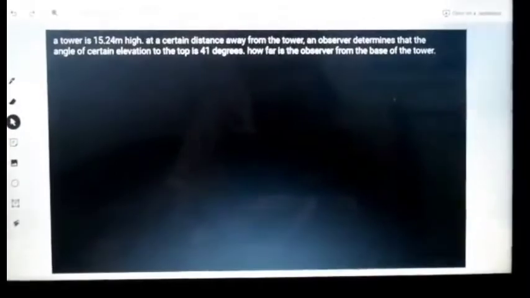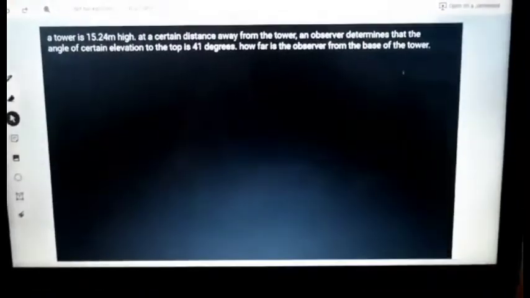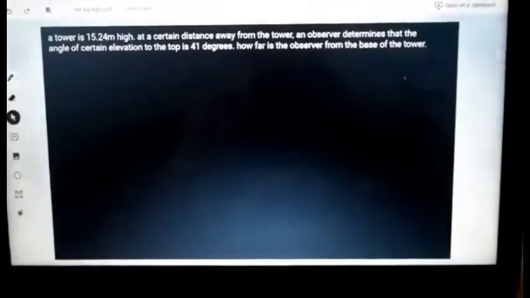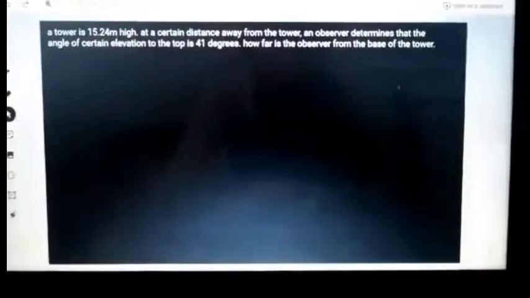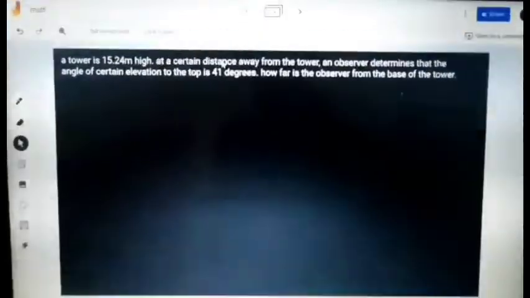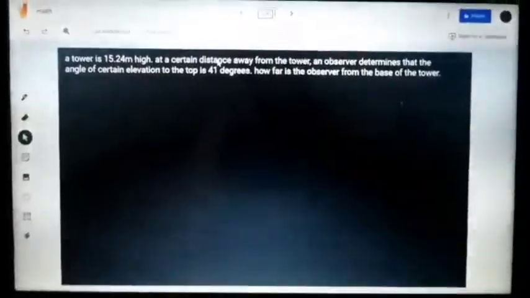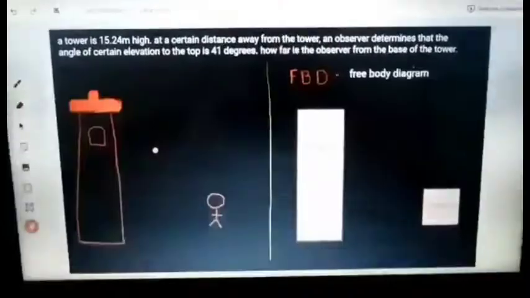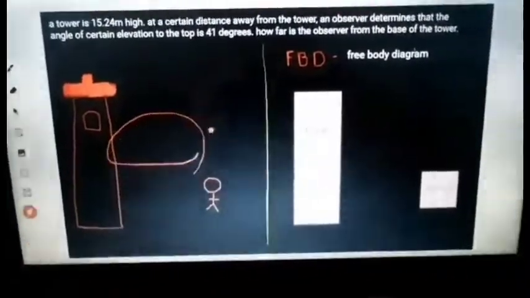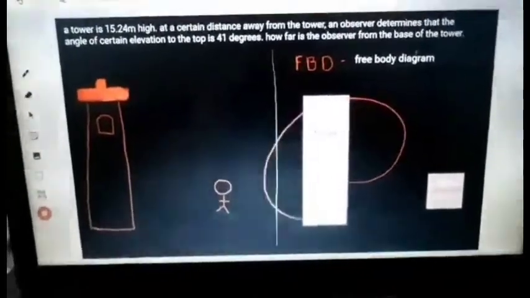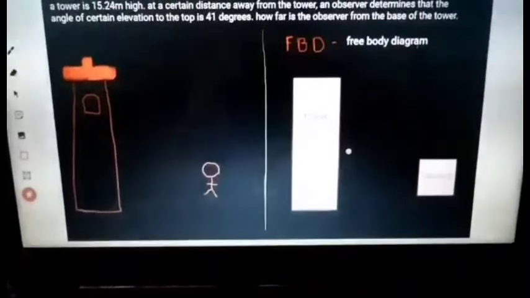The very first thing that you need to do is to understand the problem. Then, the next thing you need to do is to draw or illustrate. You need to illustrate the problem because this will help you to solve the problem. It is stated in the problem that there is a tower and there is an observer, so you need to illustrate them. You could draw it like this, or you could use FBD or free body diagram, wherein you could put a box and label them.